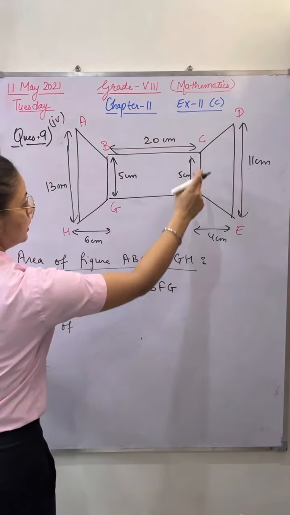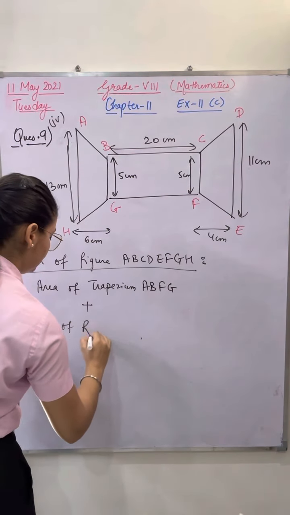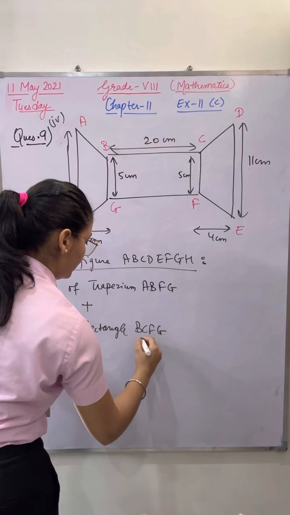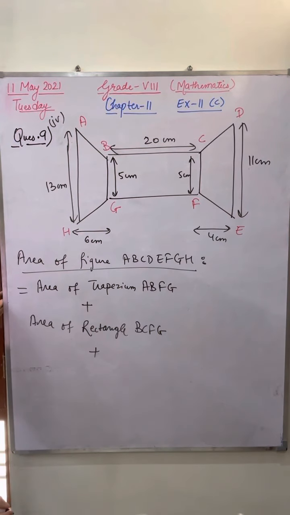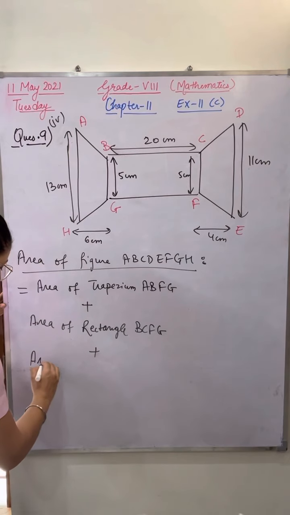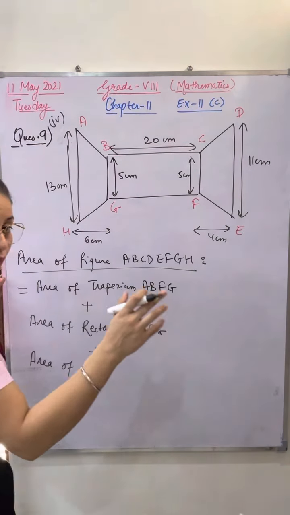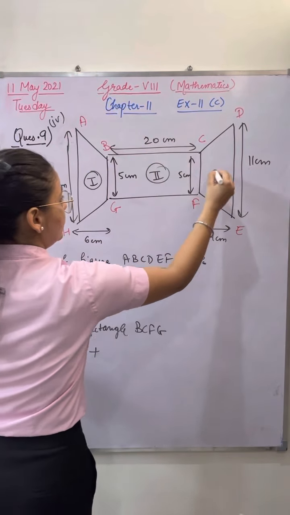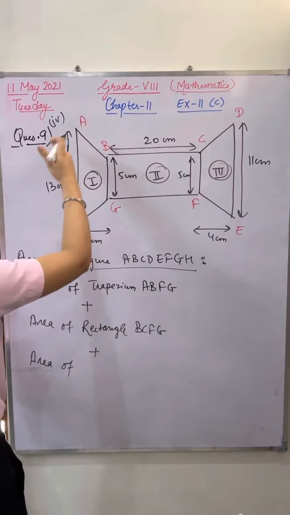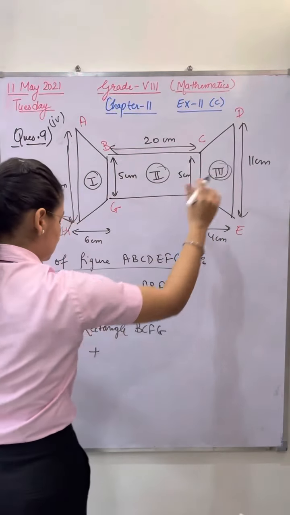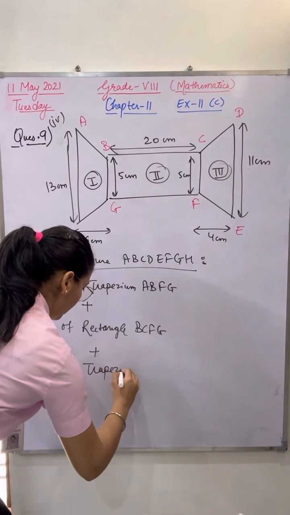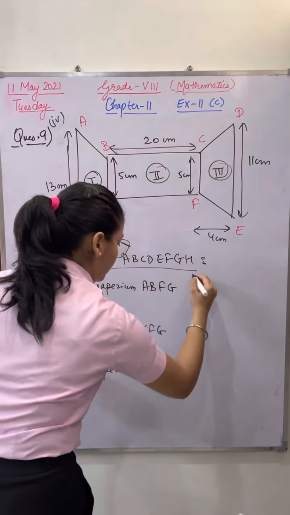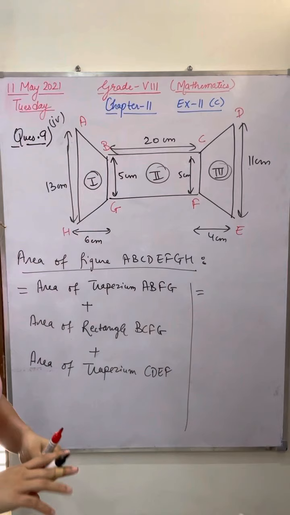Plus area of rectangle BCFG. Now next one, area of trapezium ADFG. Very good. See, we can split this complete shape into 3 parts: first, second and third. Trapezium, rectangle, again trapezium. So I am writing here all these shapes. Ashpreet, mute yourself.